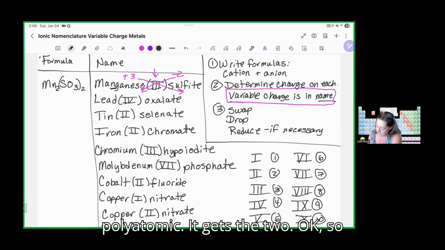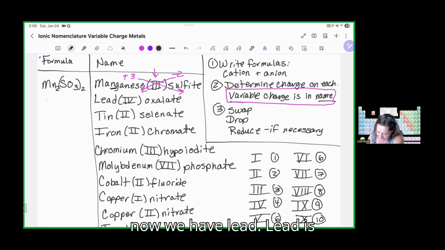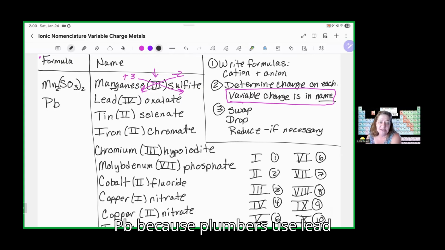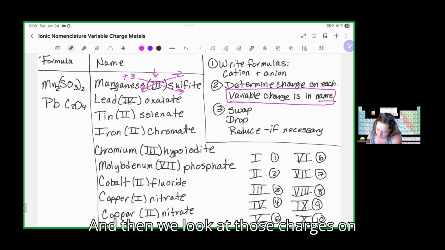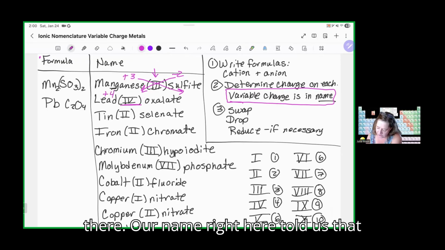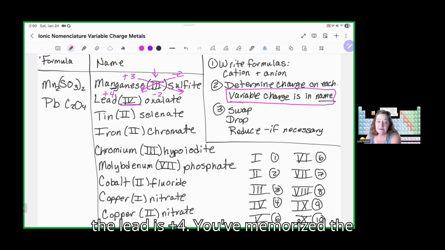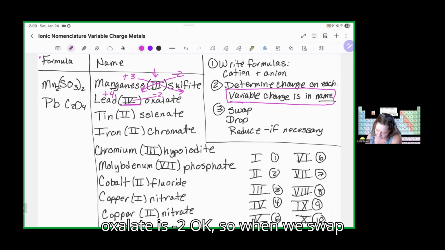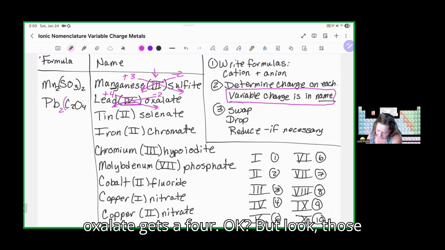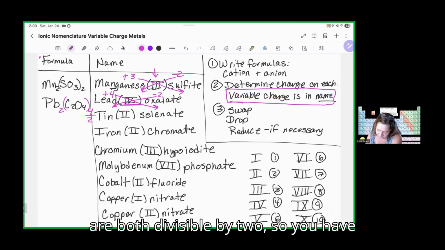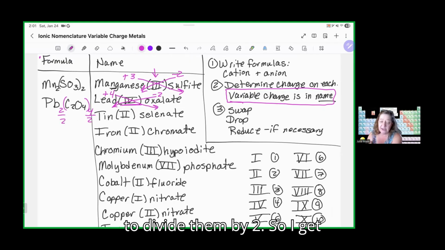Now we have lead. Lead is Pb because plumbers use lead pipes. Oxalate is one of your memorizers. It's C2O4. Now we look at those charges. Our name right here told us that the lead is +4. You've memorized that oxalate is -2. So when we swap those, the lead gets a 2 and the oxalate gets a 4. But look, those are both divisible by 2, so you have to divide them by 2. So I get 1 lead and 2 oxalates.